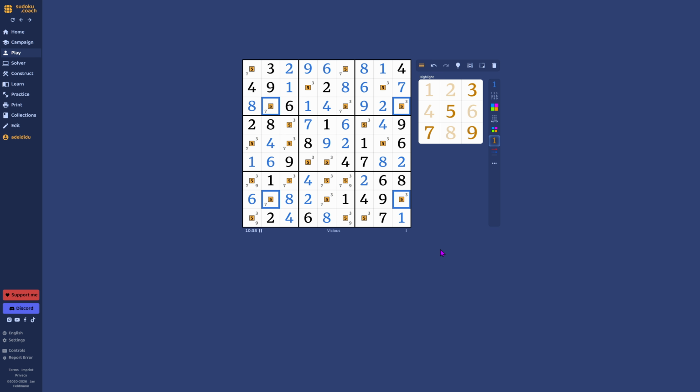What is an X-wing? We have a strong link on this column formed by these two 5s, and we cannot have any other candidate on this column or on this row. So we can eliminate those two 5s. This 5, I will take it out. I took out this one. Let me go back to 5 3. Okay.